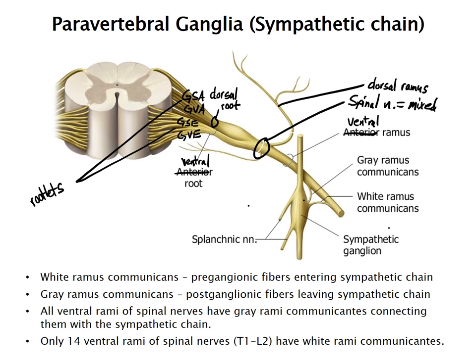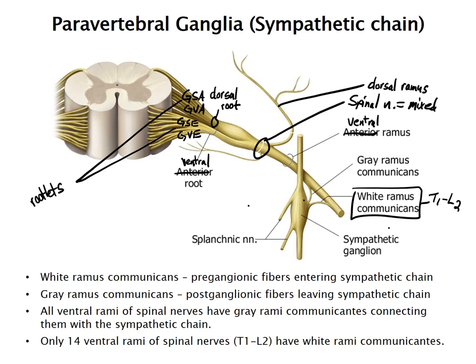As I mentioned a moment ago, there are 14 on-ramps that allow the preganglionic sympathetic fibers to enter the sympathetic chain from levels T1 through L2. The 14 different on-ramps are called the white rami communicans, again entering the chain from ventral rami T1 through L2. They are called white rami communicans because their fibers are myelinated, giving them a white appearance histologically.